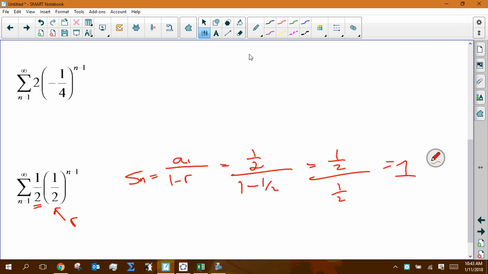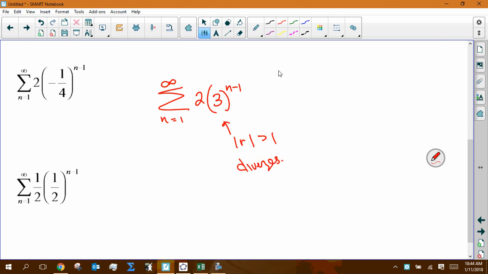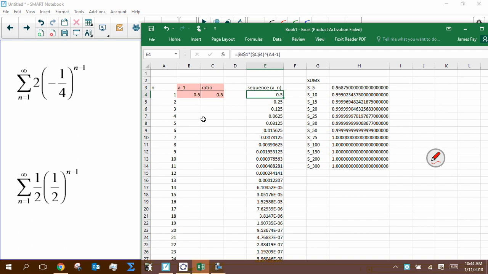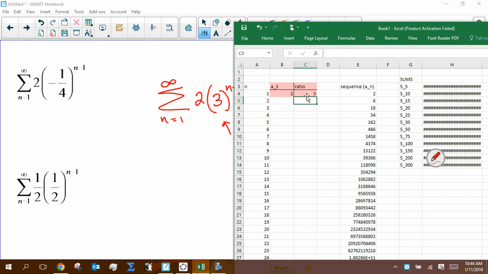These are things that converge. Now let's do an example where they diverge. For instance, let's say I have something written this way, n equals 1 to infinity. Let's just say 2 again. But now let's use my r to be 3, and I go n minus 1. Well, now the absolute value of r is greater than 1, and that means it diverges. What I mean by diverges, well, let's take a look at it in Excel. My first term is 2, but my ratio is 3.